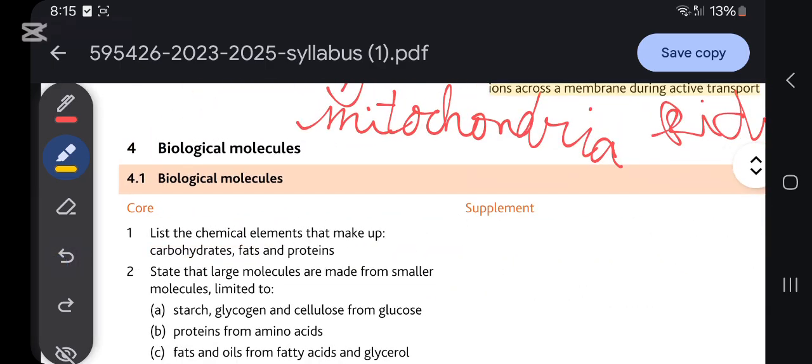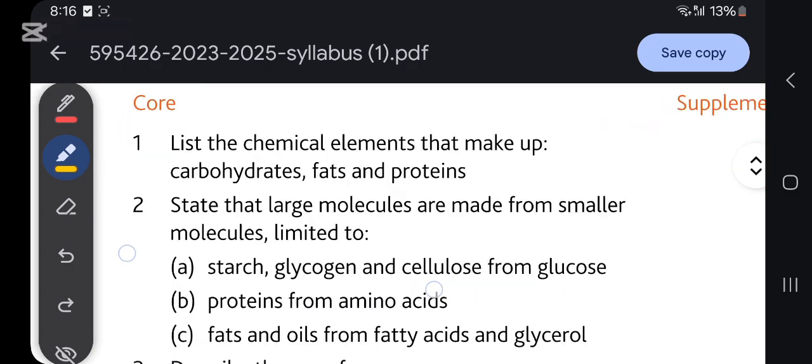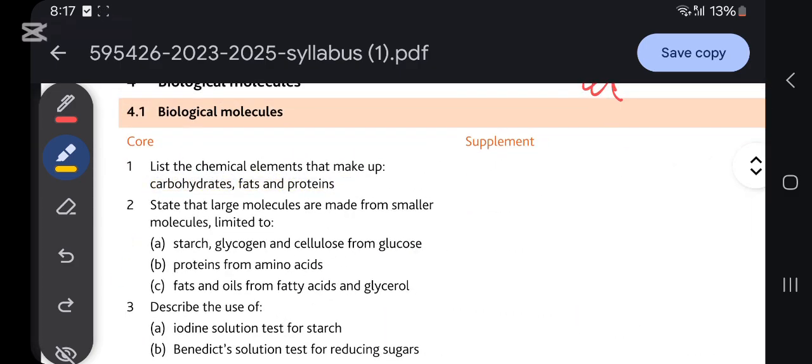Now next, discussing biological molecules. Also remember that the carrier proteins are specific. Now we will be discussing three chemical groups, that is carbohydrates, fats, and proteins.